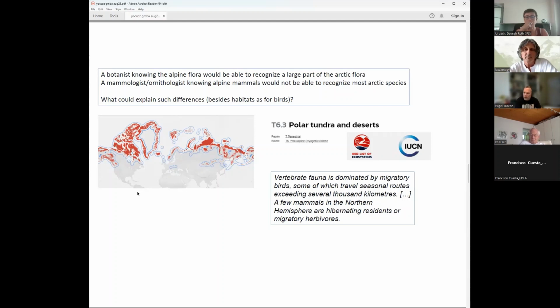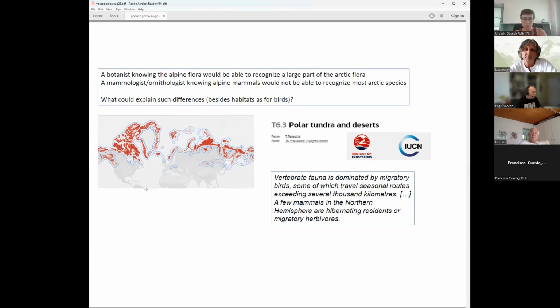So the question is really what could explain these kind of differences. Now, when you look at documents on, for example, the IUCN, they have this Red List of ecosystems trying to compare different ecosystems. For example, for the polar tundra and deserts, they write about, okay, birds, they migrate, so there is something different.